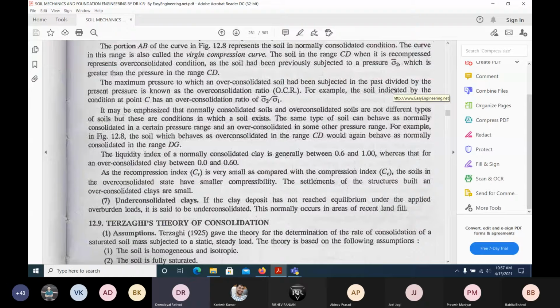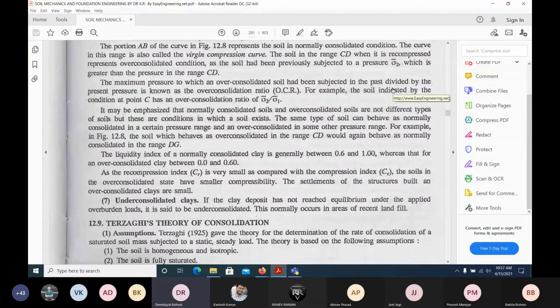Okay, so under consolidated clay: if the clay deposit has not reached equilibrium under the applied overburden load, it is said to be under consolidated. This normally occurs in areas of recent landfill. That means consolidation still didn't take place.